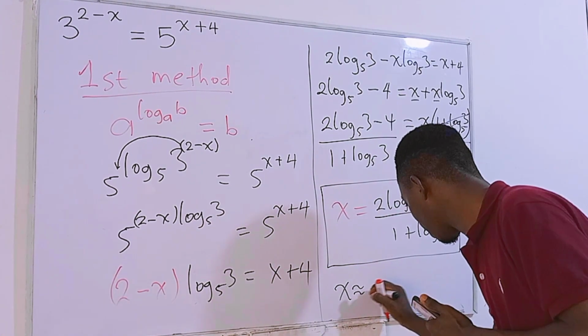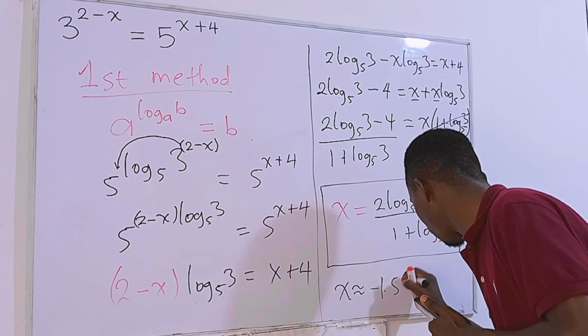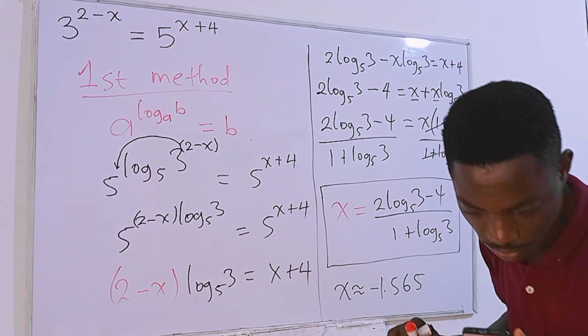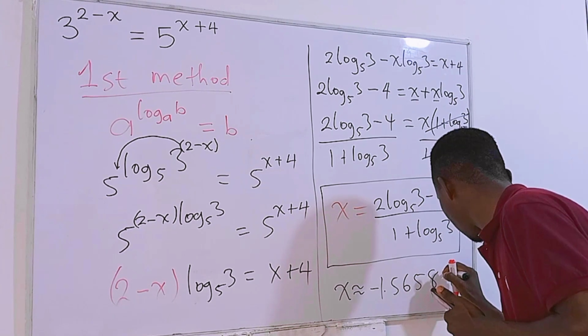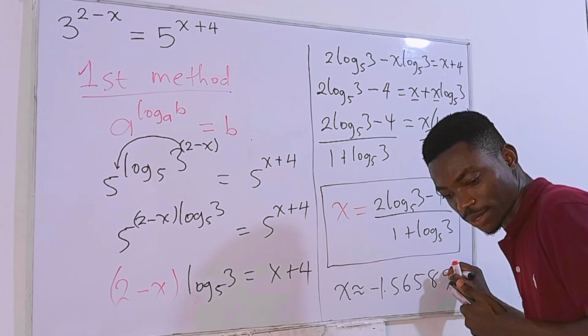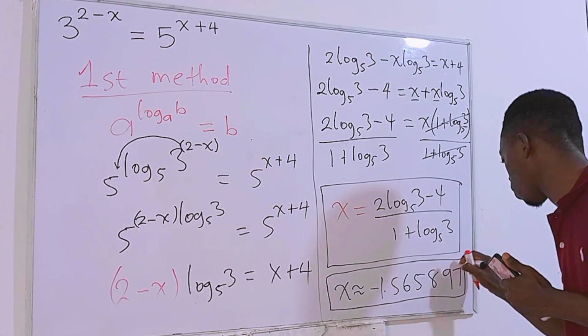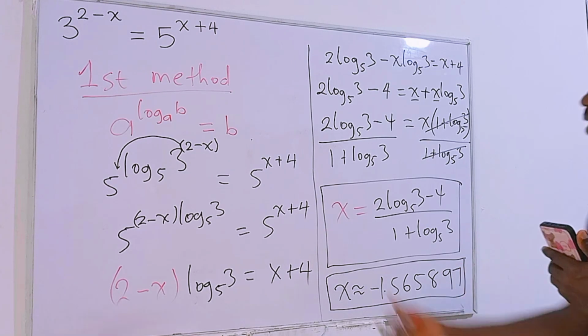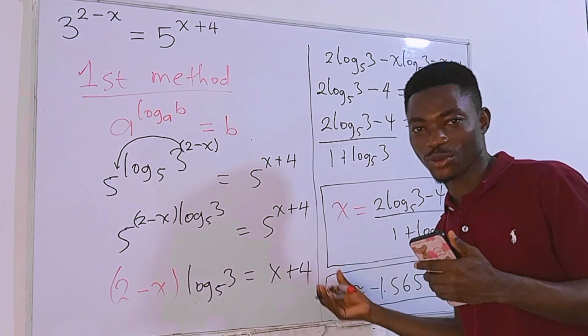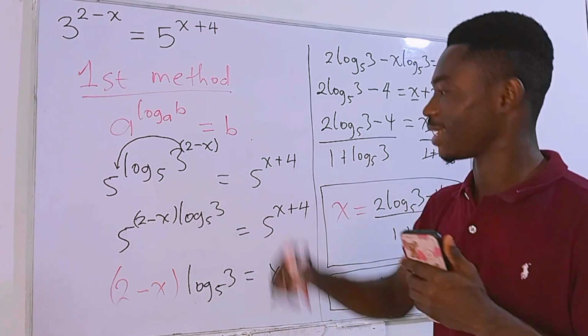Negative 1.56589. Is it 7? Yes, 7. If you use a calculator, approximately this is what you are going to have. Of course, this is the first method. This is how to go by it. Let's go to the second method.